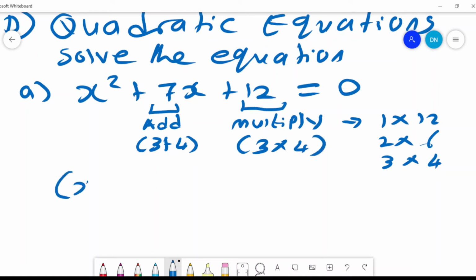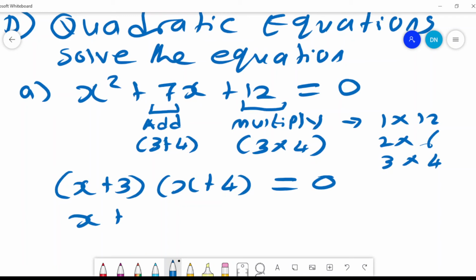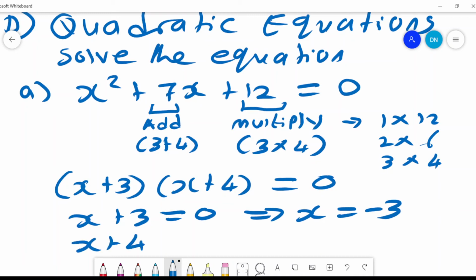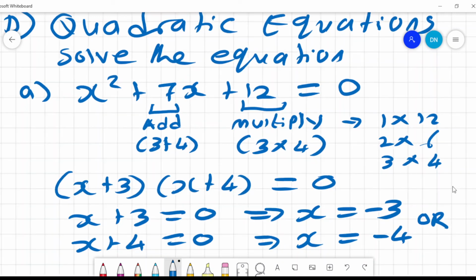So my solution now becomes very easy. I just take the numbers and then write them that way. So x plus 3 is equals to 0. And that implies that x is equals to negative 3. And x plus 4 is equals to 0. And that means that x is equals to negative 4. So x is equals to negative 3 or x is equals to negative 4. And that is how I would approach a quadratic equation if I was to solve it using that shortcut.